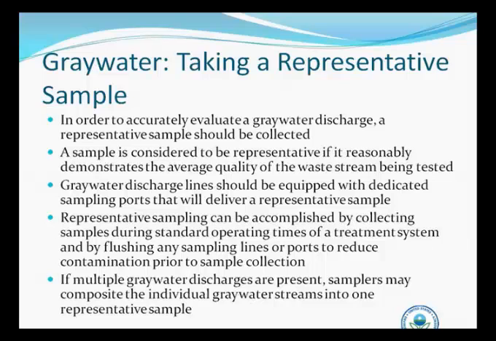So taking a representative sample of gray water is very important. In order to really accurately evaluate the gray water discharge, you want to try to take a sample that really best characterizes how that system is working. An important part of this, obviously, is that you need to have a sampling port that is going to deliver you a representative sample. In most cases, this is going to be as close to the overboard discharge as possible.